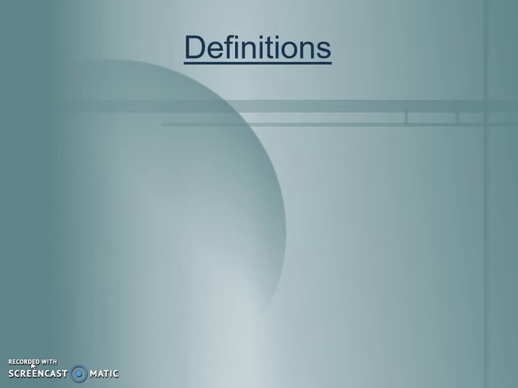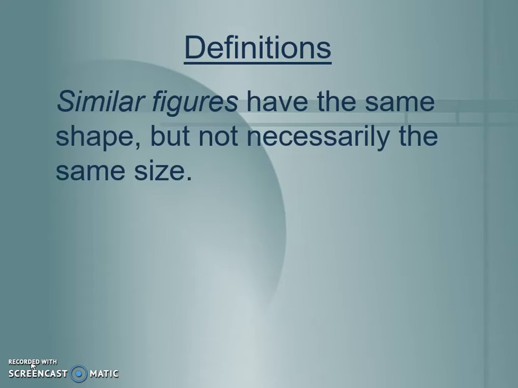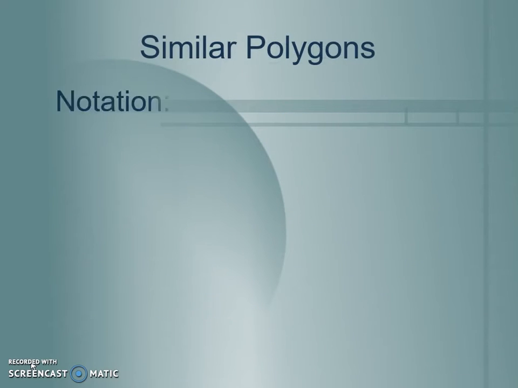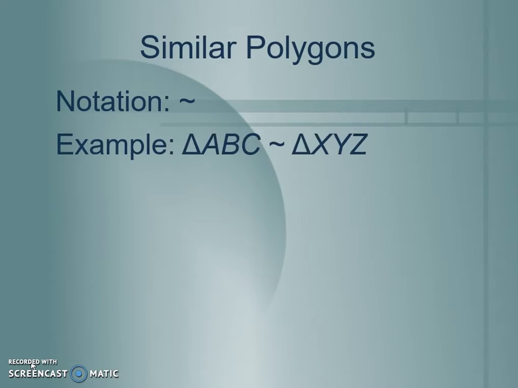So into this section, we have a couple definitions. This starts at the bottom of page 105. So similar figures have the same shape, but not necessarily the same size. Similar polygons are polygons in which corresponding angles are congruent and corresponding sides are proportional. We use this little squiggly right here to mean similar to. So for example, we would say triangle ABC is similar to triangle XYZ.